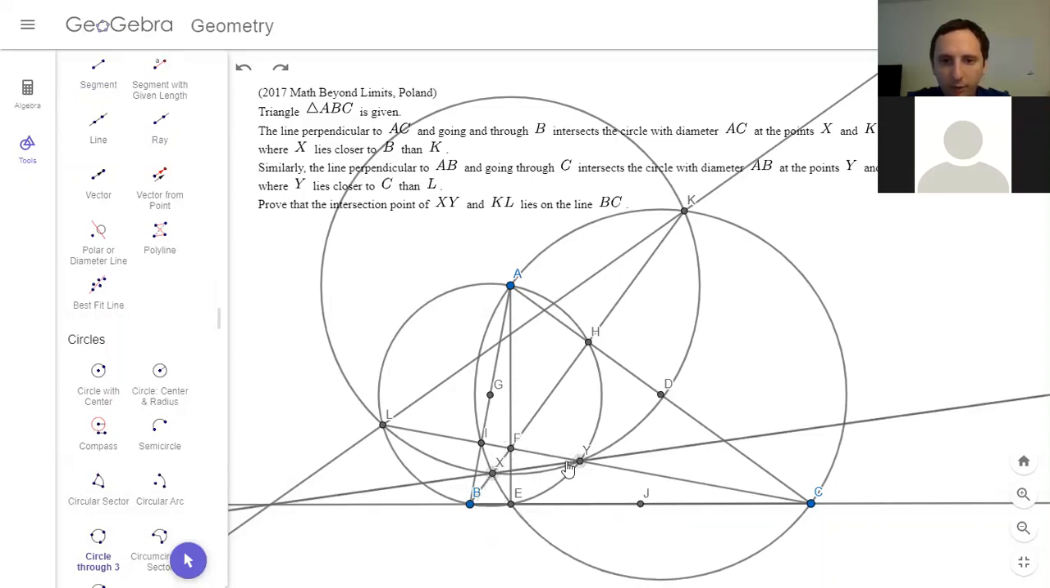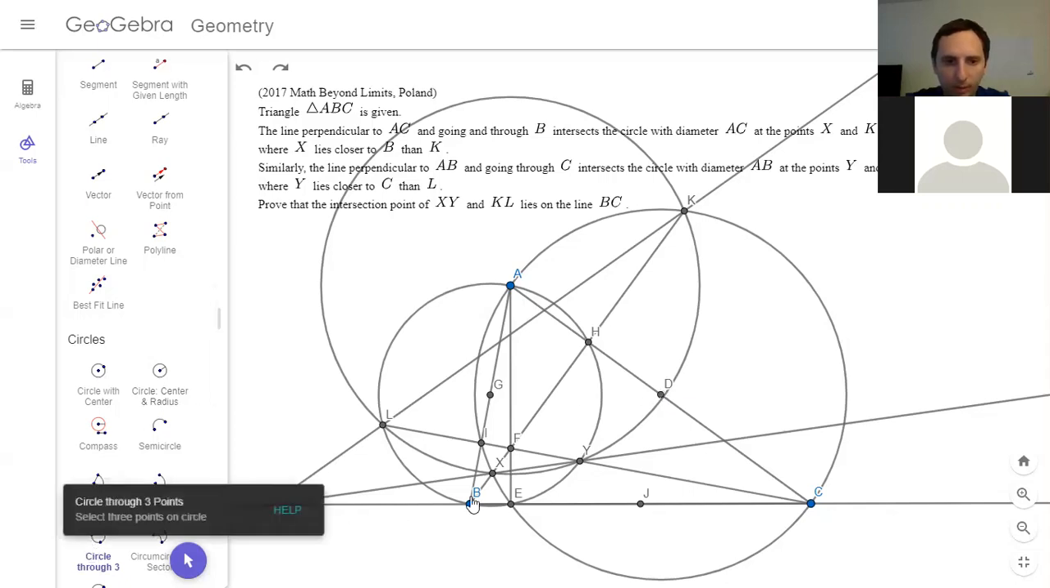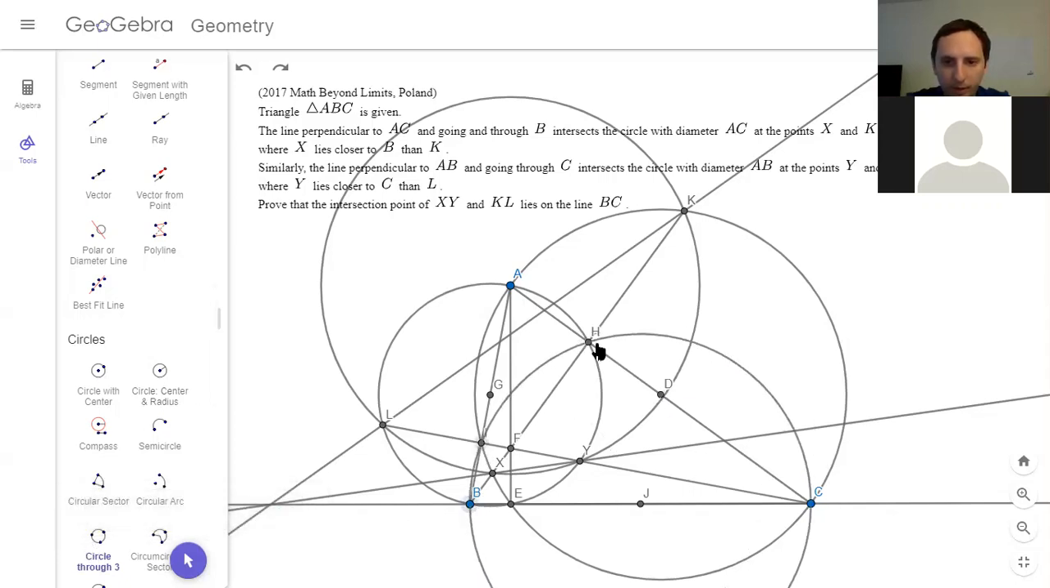Yeah, I don't know. I'm not sure what to do here. So yeah, we know that BIHC is cyclic. I don't know if that really helps.